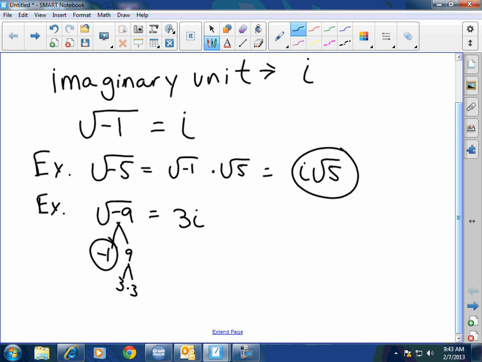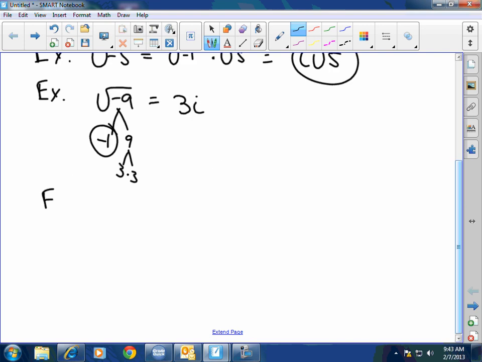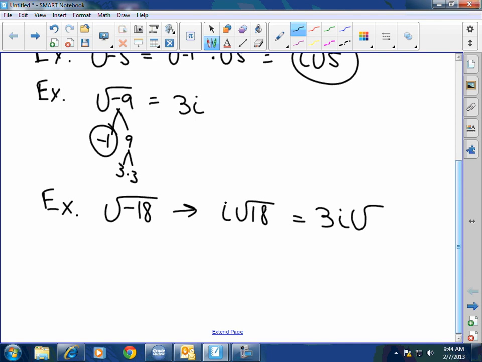Okay. What if I were to tell you, simplify the square root of negative 18. My suggestion, always take the i out to make your life easy. So now you have i times the square root of 18, which would be? Very good. That's going to be 3i square root of 2.